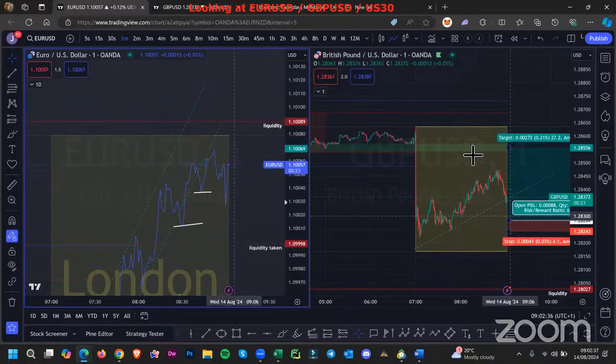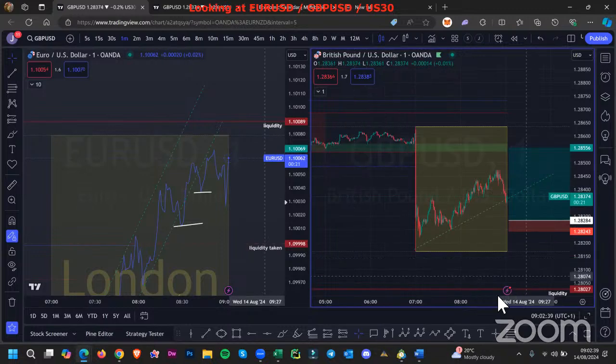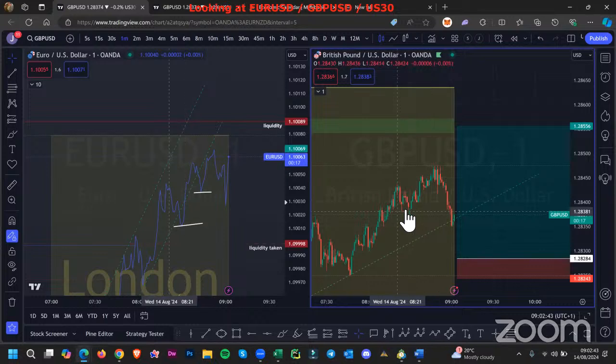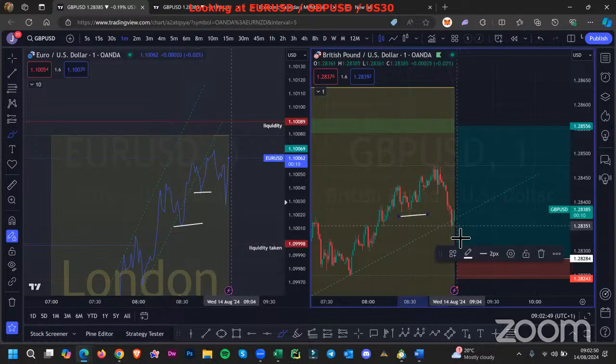In regards to the GU, again, I think it was the same thing, just a little bit more violent. Potentially it came and broke some structure. It'd be interesting to see if we get a retracement and then a correction below. If we do, then maybe I'll be trying to get in for the sell, but this one's a bit more concerning. I'd prefer it got up into here.